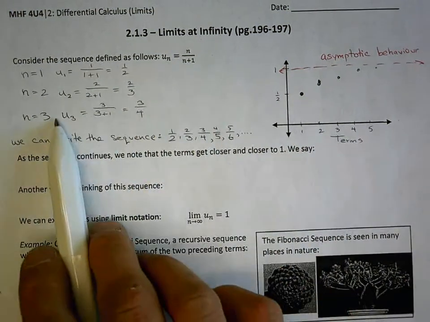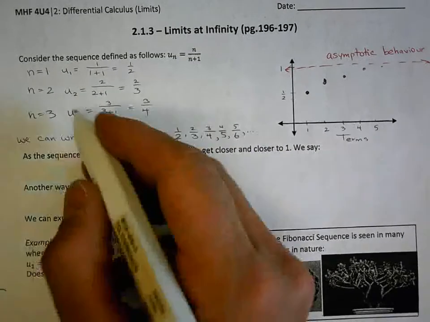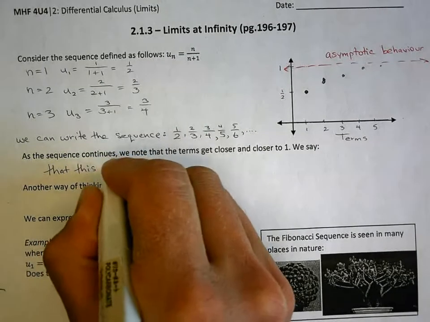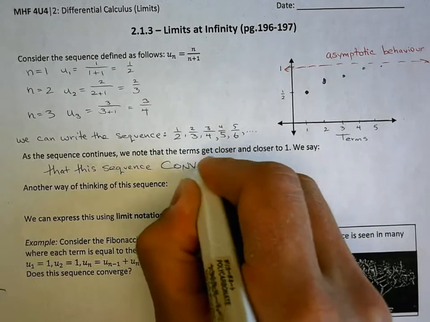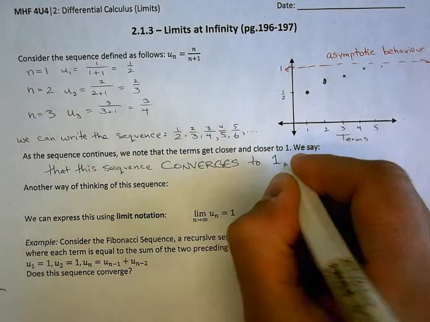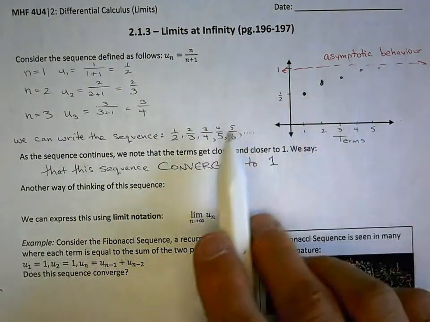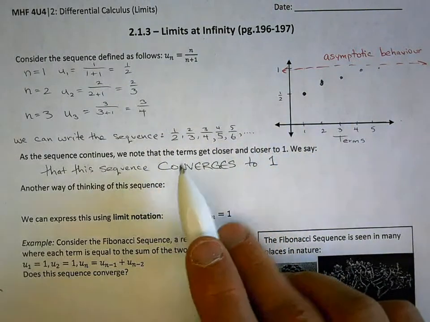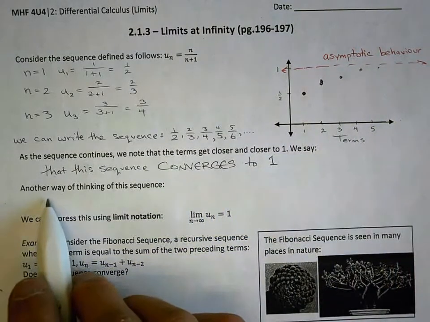So when we talk about this sequence, we say that it gets closer and closer to 1, it converges. This sequence converges to 1. Why don't we say limit equals this, or why aren't we saying asymptote? It has to do with the fact that it's a sequence. It's just discrete points. So we say a sequence can converge to 1 in this case.